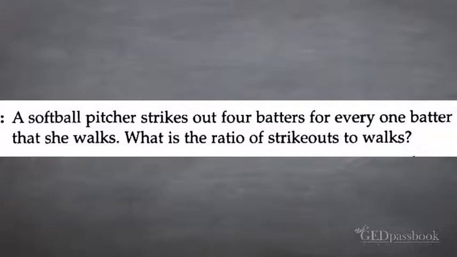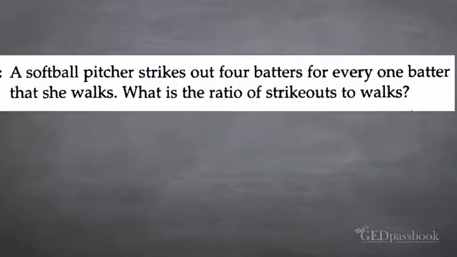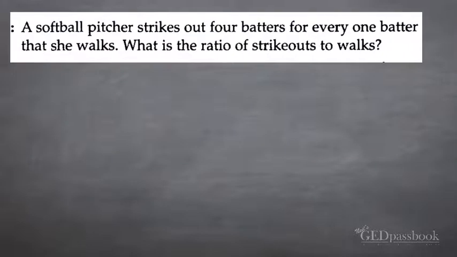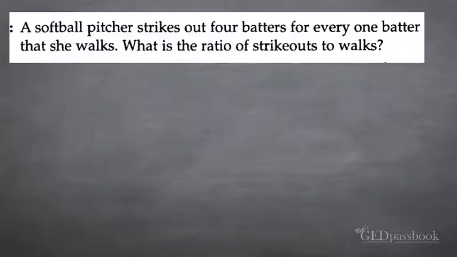So here we have a word problem. A softball pitcher strikes out 4 batters for every 1 batter that she walks. What is the ratio of strikeouts to walks? All right. A ratio is pretty simple. All it is is a way of writing some numbers. It's a way to write out a form of what's written. So a softball pitcher strikes out 4 batters for every 1 batter that she walks.